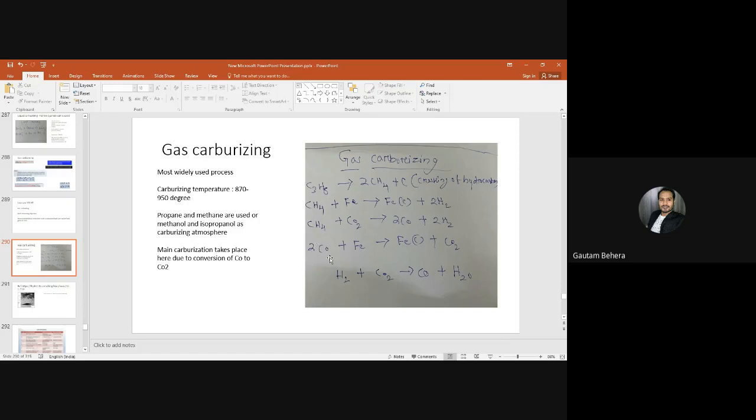And finally, this carbon monoxide reacts with the surface of the steel, that is iron, giving rise to carburizing of the iron surface. This bracket carbon means the steel surface will be enriched with the carbon, right, plus CO2. Then finally, another kind of reaction may happen, like hydrogen plus carbon dioxide gives rise to carbon monoxide plus water. So these are all the reactions that happen, and this is the most important reaction: carbon monoxide becoming carbon dioxide, which enriches the steel surface with carbon.